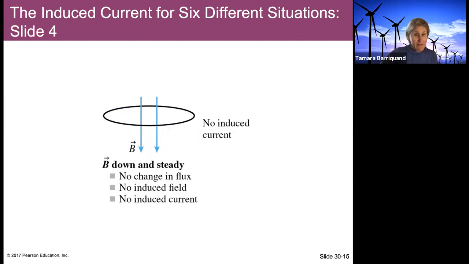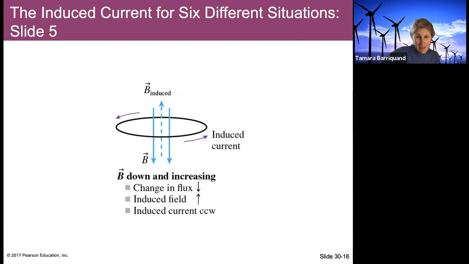Now in this case, we have our magnet above here, or we could have it the other direction. And if we have a magnetic field that's down and steady, there is no change in flux, there's no induced field, and there's no induced current. Now, if we have our magnet down and increasing, so increasing in the downward direction, now our change in flux will be downward, so we must have an induced field that is upward. So we take our right hands and we point our thumbs up and we see that our induced current is now counterclockwise.